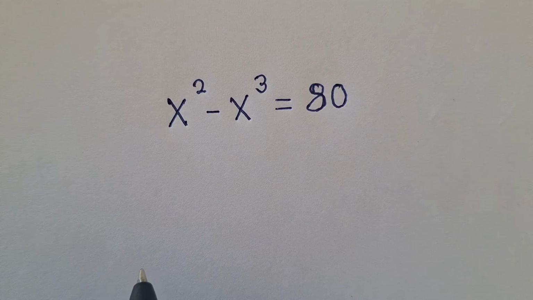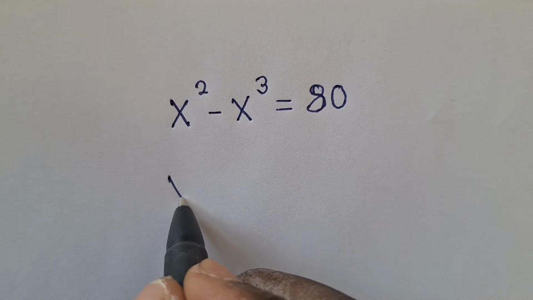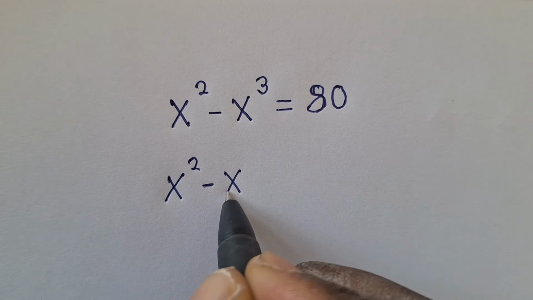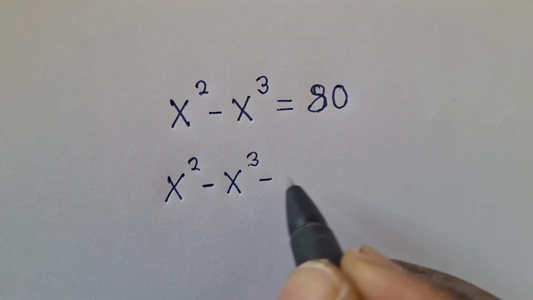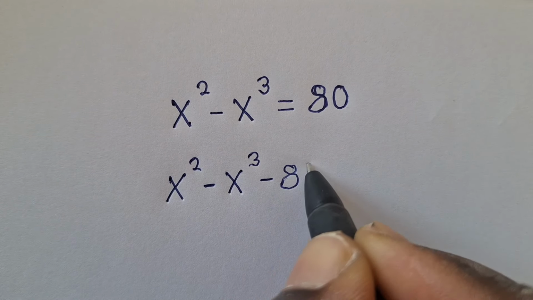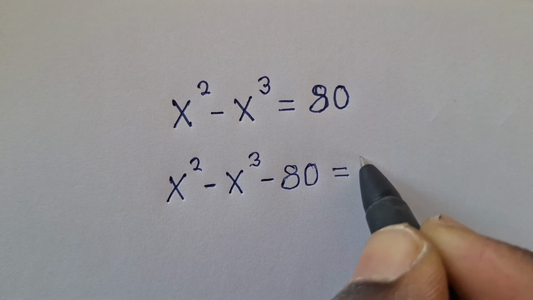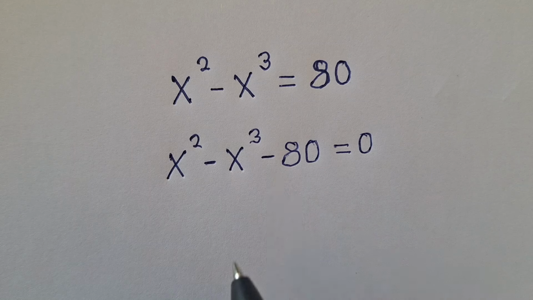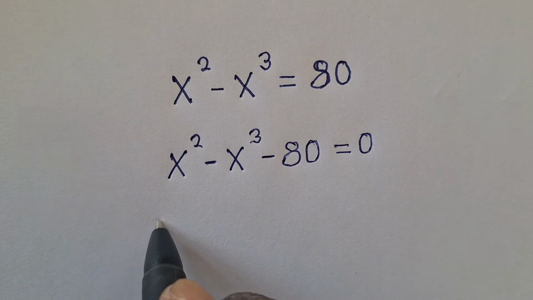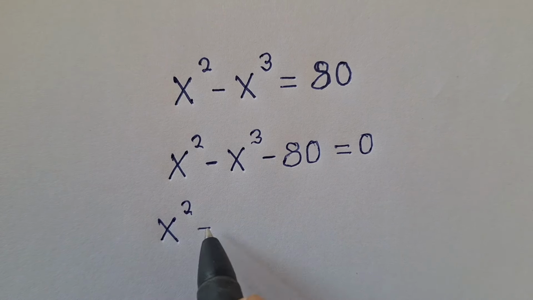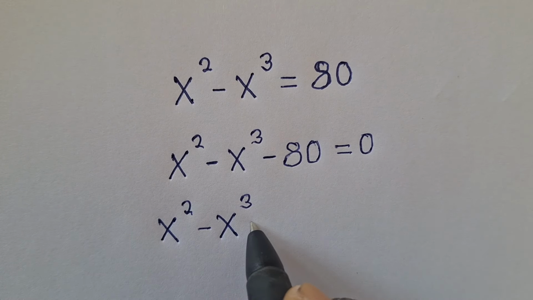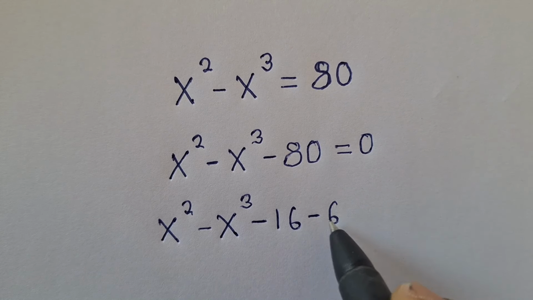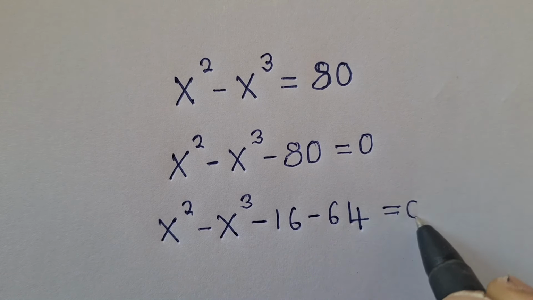For this question right here, we're going to write it as x^2 - x^3 - 80 = 0. Okay, so now we can separate this because there are some properties that we need to use. So we shall say x^2 - x^3 - 16 - 64 = 0.